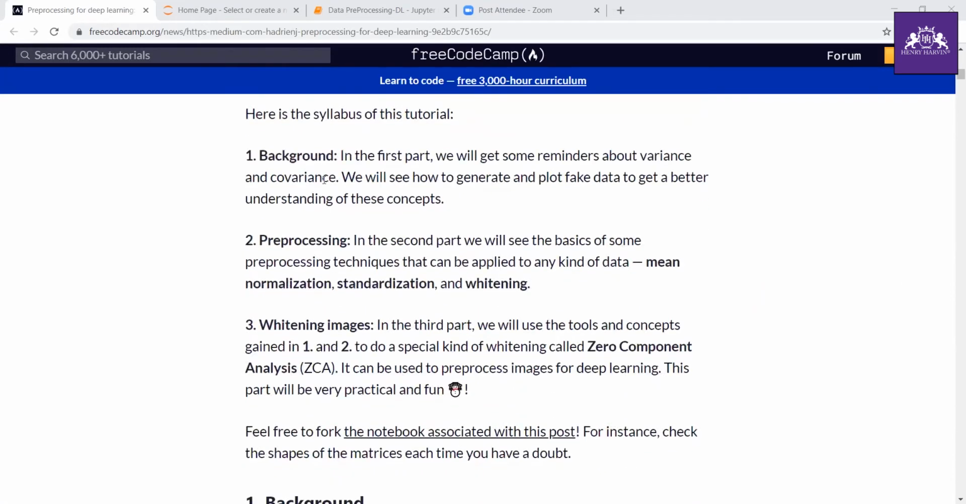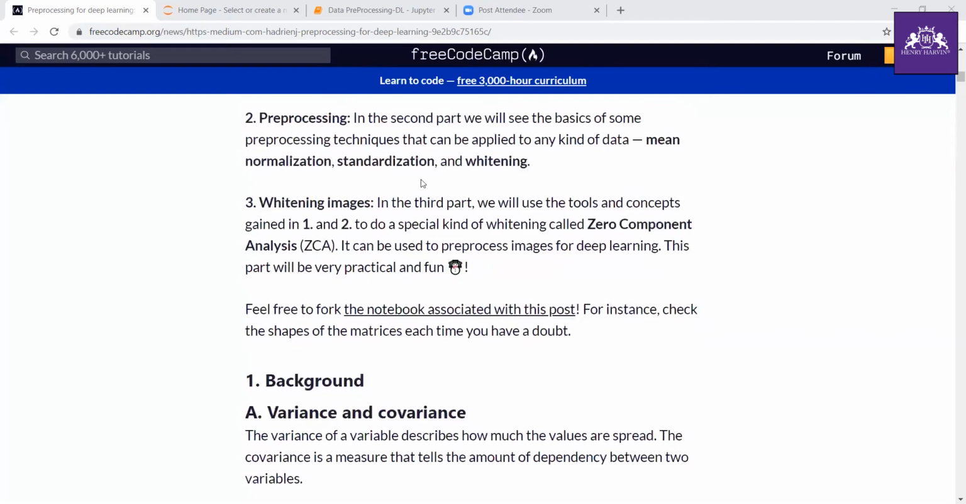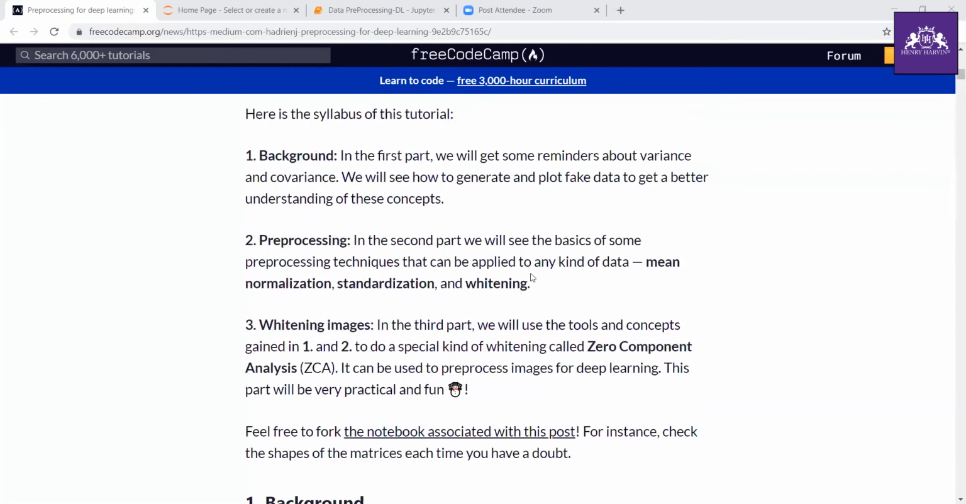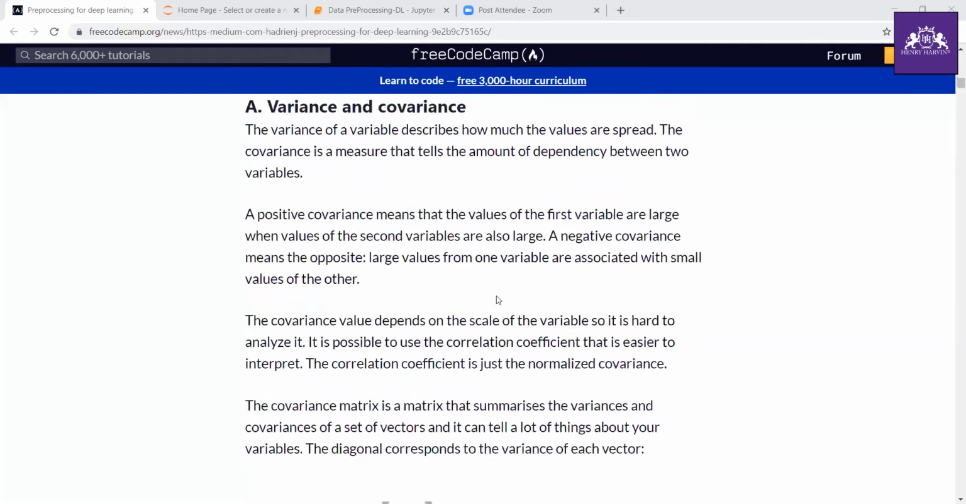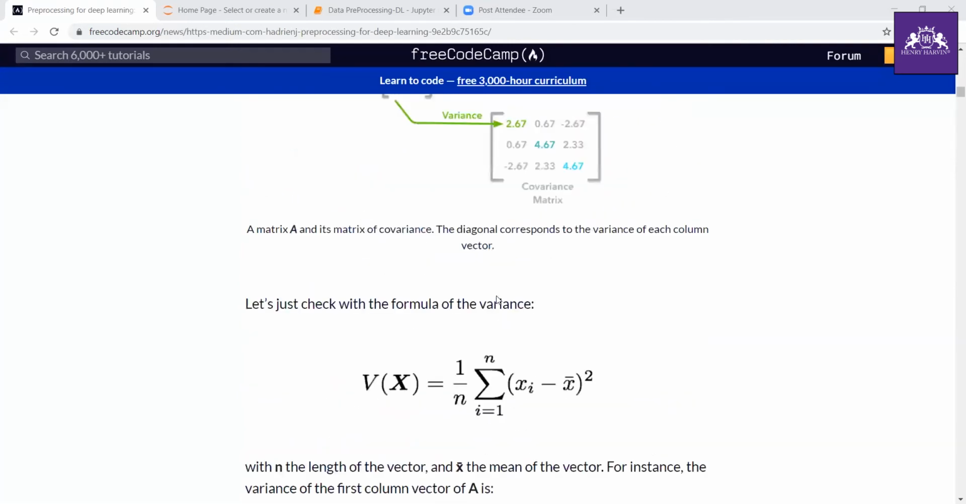So first we will see about the background. We will get background in the sense of what are the concepts associated with this data pre-processing, like variance, covariance, right? And the second one is about the pre-processing techniques, that is what we have seen in the Python implementation: mean normalization, standardization, and whitening, right? So actually we are going to focus on this mean normalization, standardization part, right? So let us directly jump into the second one.